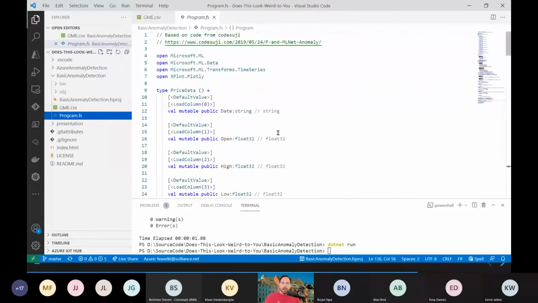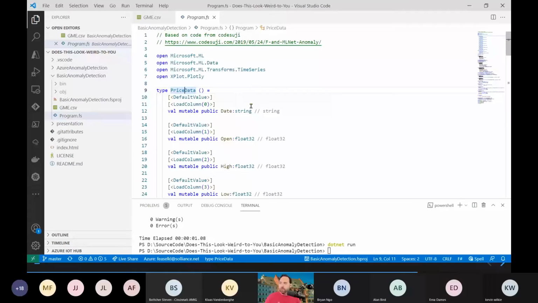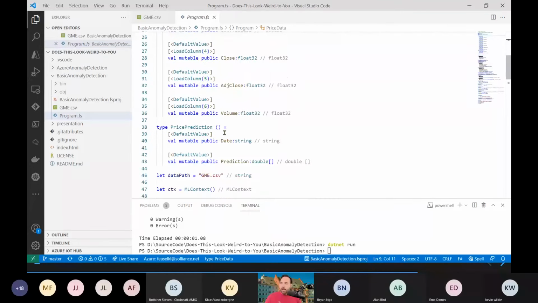Let's build a program that analyzes that data set and looks for anomalies, because there's probably one or two of them. So we are going to look at Microsoft.ML data, and we've got some classes here, like price data. Price data actually is going to be the shape of this GME data set. The data set has a date. It's got an open price, the high price, the low price, the close price, and then adjusted closing price and volume. I'm going to be focused on the closing price. That's the only thing I'm really going to focus on today. But I still need to build out the shape of the file so that I can load that data pretty easily.